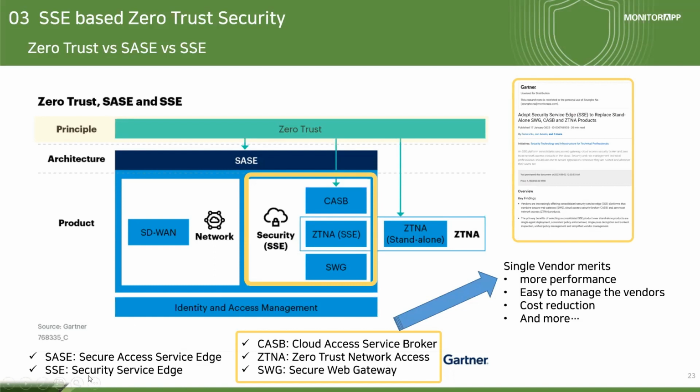SSE stands for Security Service Edge, and the core components of SSE are CASB, which stands for Cloud Access Service Broker, and ZTNA, Zero Trust Network Access, which is similar to VPN. Let me explain in more detail later. And SWG stands for Secure Web Gateway, to support, for example, URL filtering, application control, and blocking malicious content downloads, like antivirus, anti-malware, something like that.